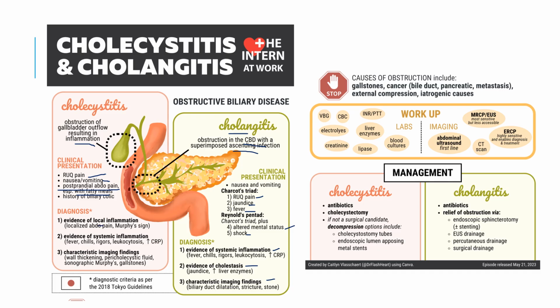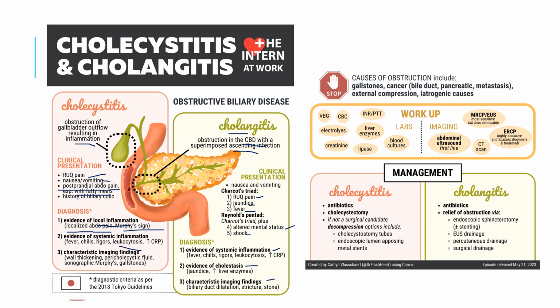Diagnosis by evidence of local inflammation. So there is abdominal pain. There is localized abdominal pain and a Murphy's sign. We'll come to Murphy's sign a bit later. There is a point which leads to pain, a wincing pain. We'll see which is the Murphy's point and Murphy's sign. Then there is evidence of systemic inflammation like fever, chills, rigor, leukocytosis, and increased CRP.